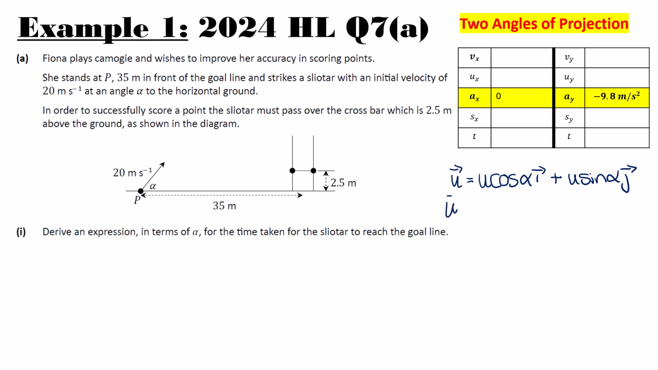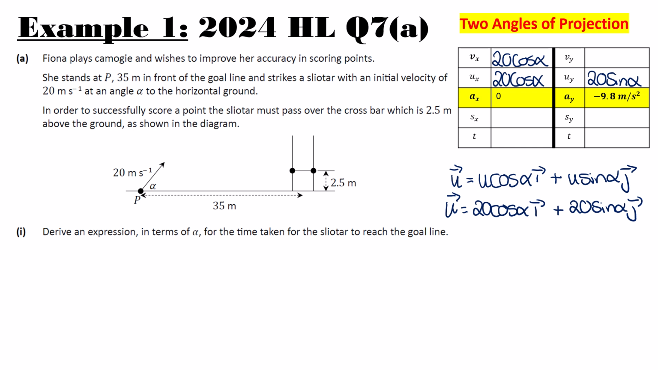So let's fill in u, because we know that that was given as 20. So we get 20 cos alpha i plus 20 sine alpha j. So that comes in here. So 20 cos alpha here and 20 sine alpha here. The next thing I fill in is always v of x, because we know there's no acceleration. So v and u is going to be the same in our x direction. That will help us later on in the question if we're asked for velocity. So it's just a handy one to start filling in.